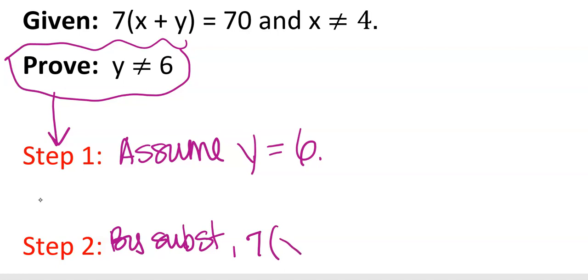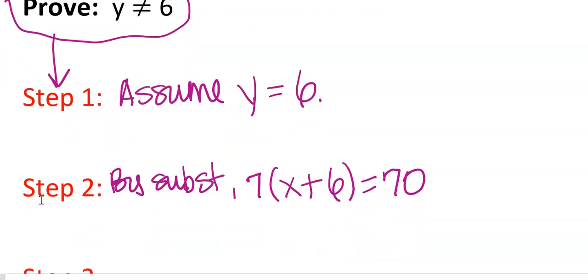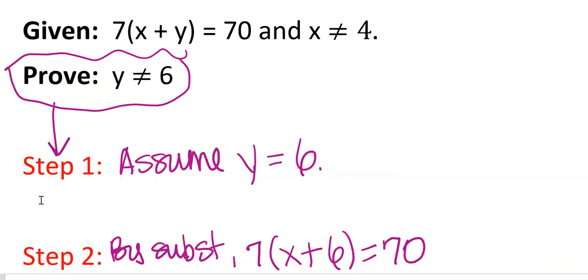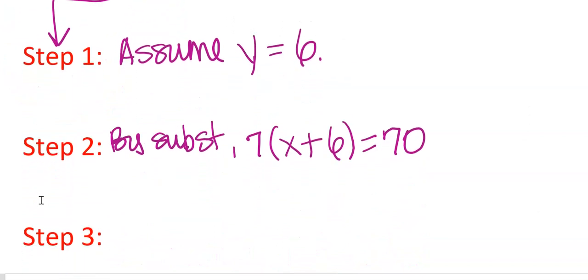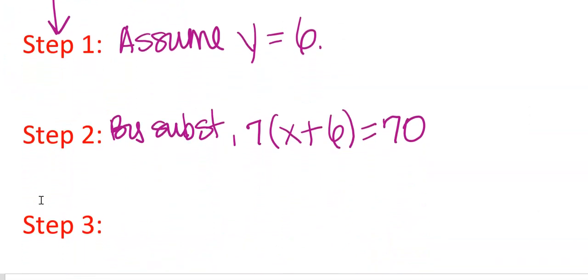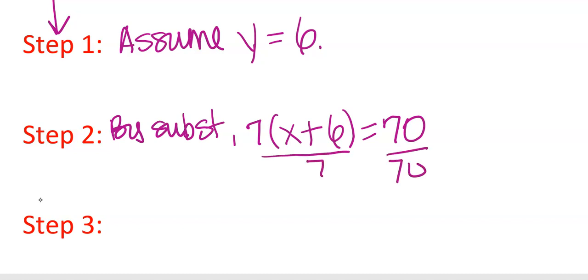7 times (x + 6) equals 70. I'm not going to worry about the x doesn't equal 4 part yet. So if we do that, we would distribute the 7, or could we also divide by 7 if we wanted to get rid of it right away? So I'm going to actually divide by 7 because it's going to be faster that way.